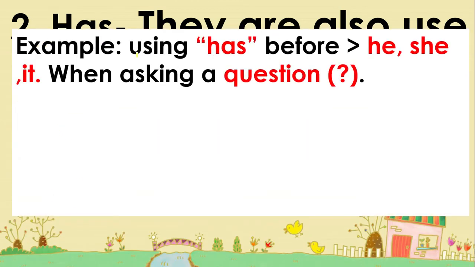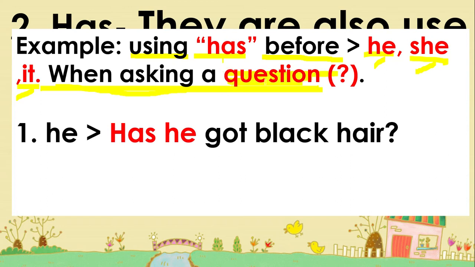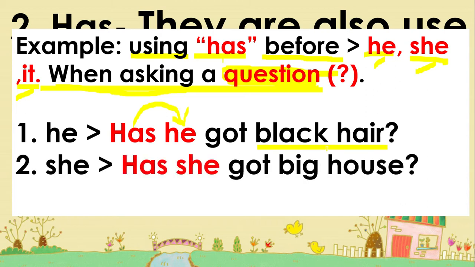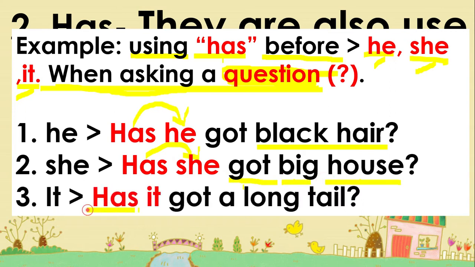Using has before he, she, it when you are asking a question. When you are asking a question, you need to write the word has first, before the word he, she, it. So, asking a question, do not forget this. Has he got black hair? Number 2. Has she got big house? And then the last one. Has it got a long tail?